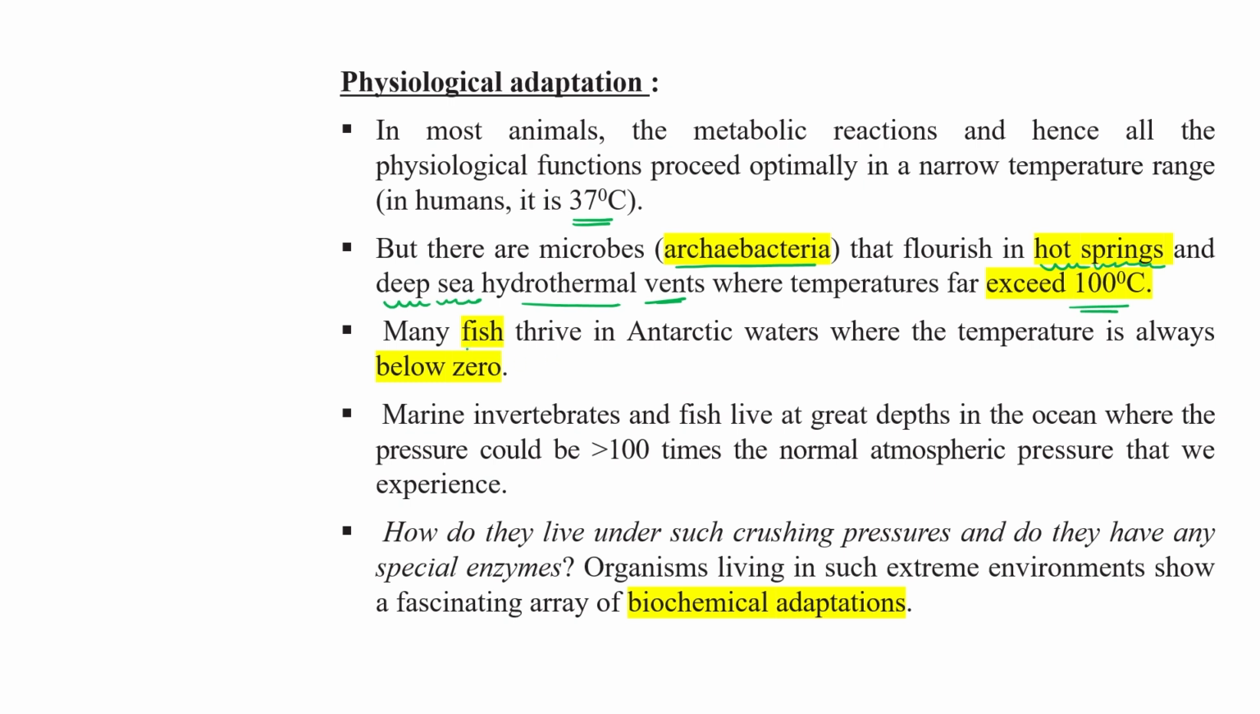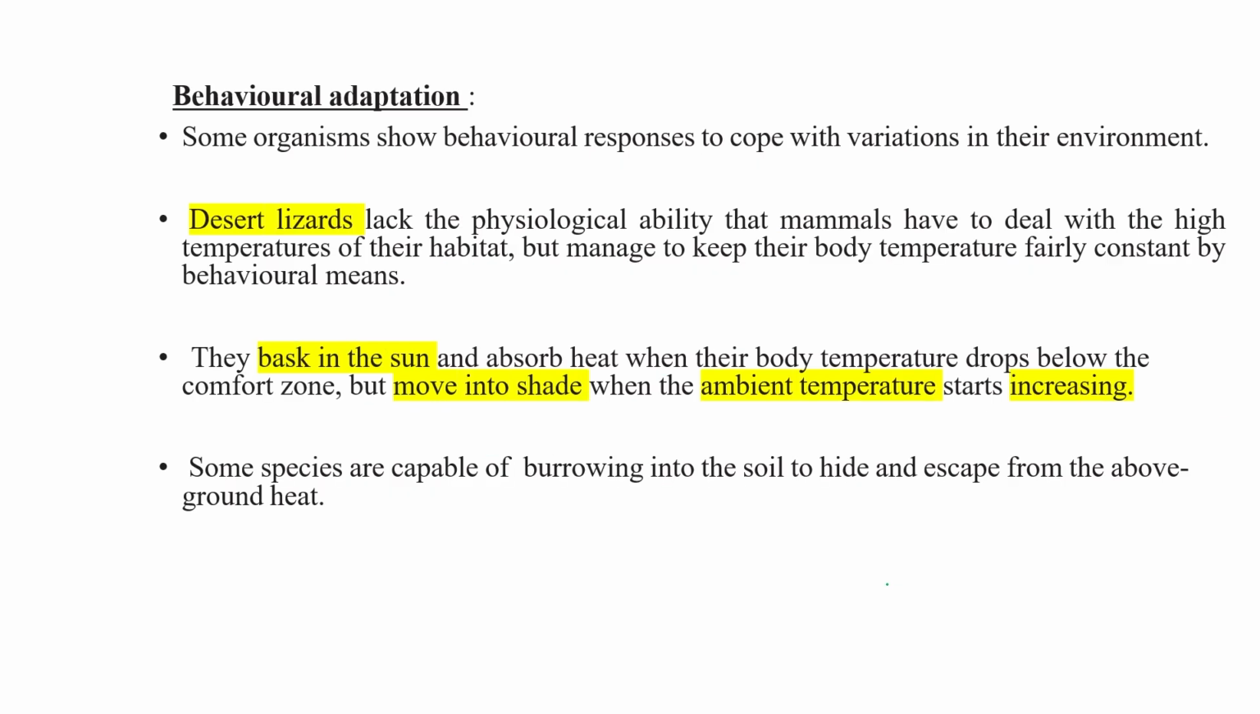Similarly, certain kinds of fish which are found in the Antarctic region, where temperature is below zero, adapt themselves to that condition. Some marine invertebrates and some fishes live at great depth in the ocean, where pressure could be more than 100 times the normal atmospheric pressure. That type of fishes and invertebrates adapt themselves by changing their physiological and metabolic reactions. So they have adapted through biochemical adaptation.